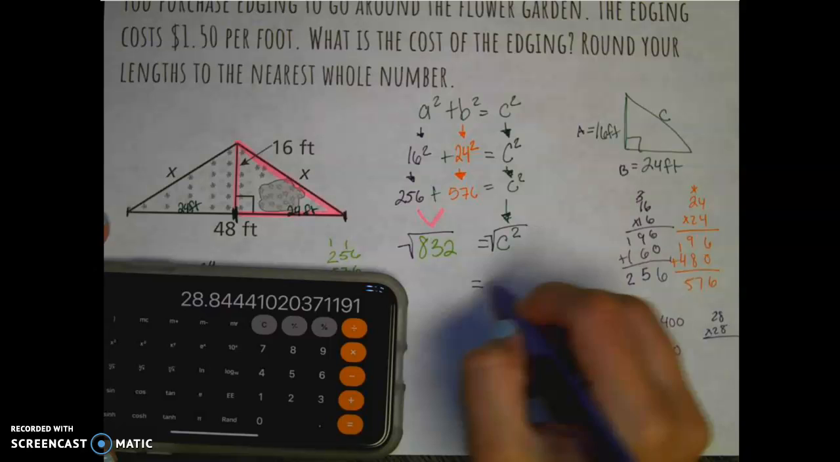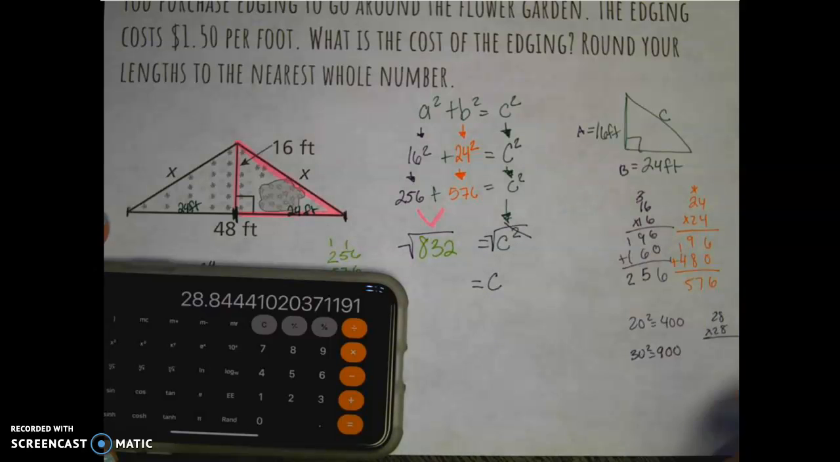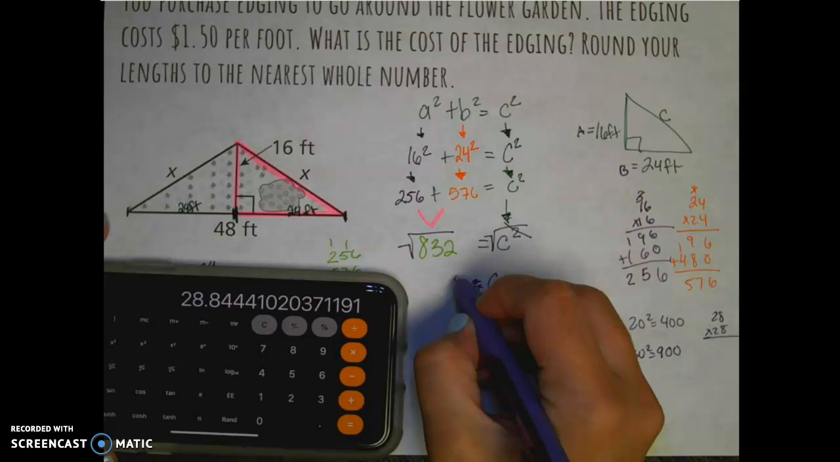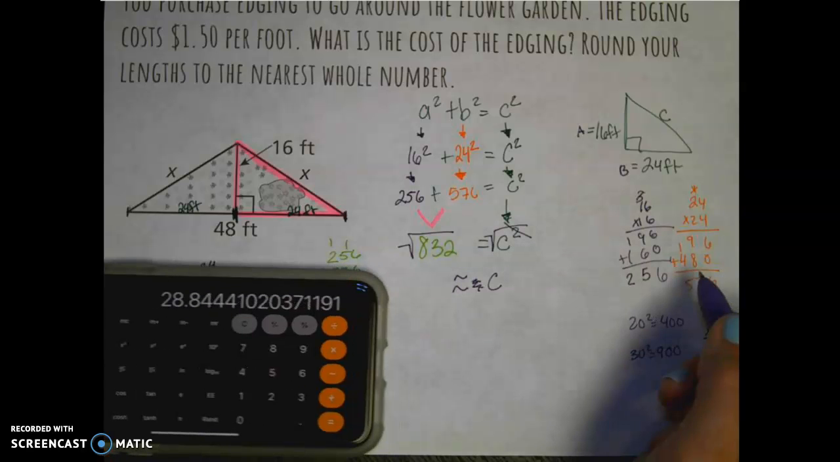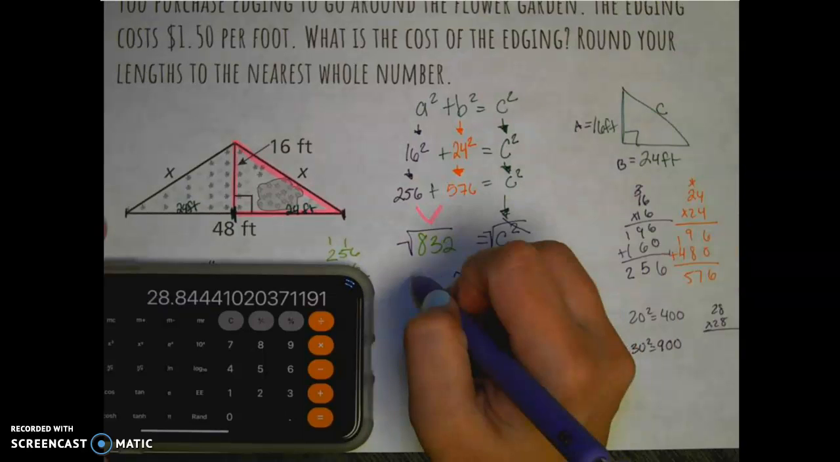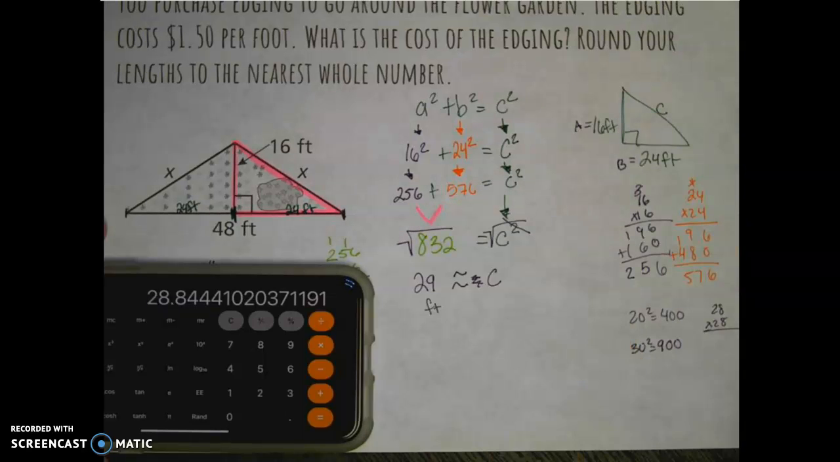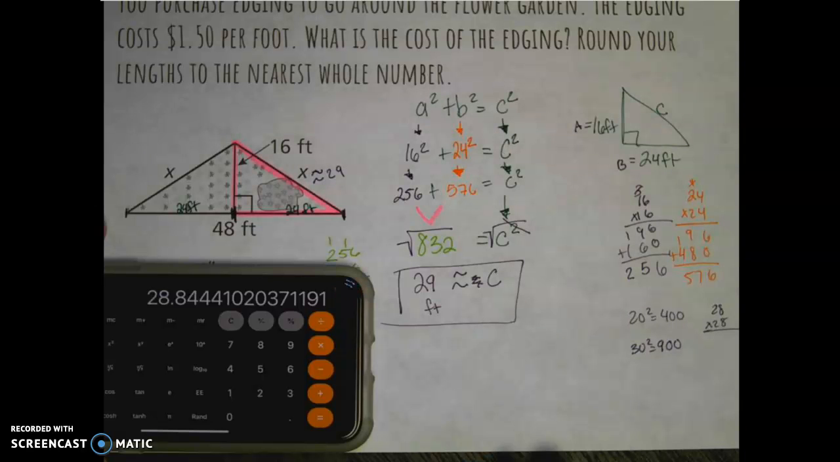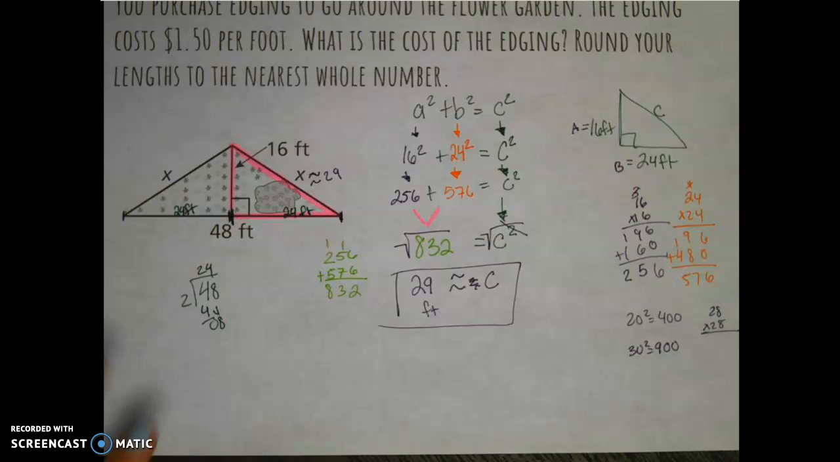Below, I'm going to write C equals, because these cancel, and I need to do it to the nearest whole number at the end. So I'm going to write 28.84, which, since this 8 makes it go up, is approximately, you're going to draw these squiggly equal signs and say, approximately 29 feet. Okay, so that's my first part. I figured out that each of these two sides is approximately 29.